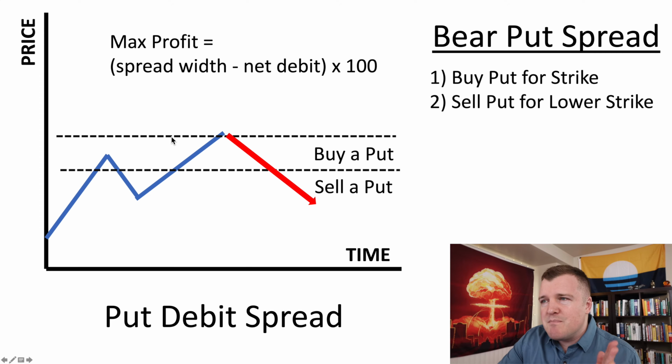Once again, you're going to be buying a put just out of the money relative to the current share price of the stock, and it can be an expensive contract to buy, so you're going to sell a put with a further strike price to reduce your cost. And of course, your max profit is the spread width minus the net debit. The most you can lose is the debit you pay for the two contracts should they both expire worthless out of the money by expiration.